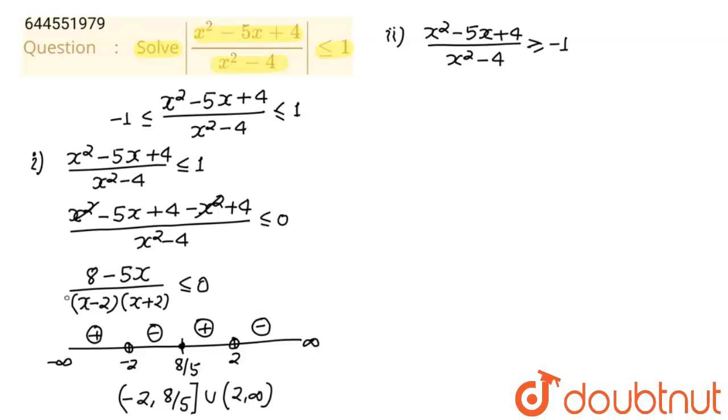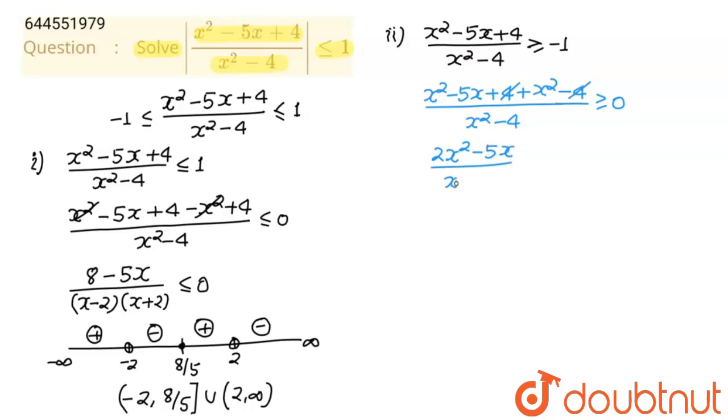Now I'm going to solve the second inequality. Here, I'm going to bring 1 this side and take the LCM, x square minus 4. We'll get x square minus 5x plus 4 plus x square minus 4 greater than or equal to 0. These will get cancelled out and x square plus x square gives 2x square minus 5x upon x square minus 4 greater than or equal to 0. Here I am going to take x common, so this becomes x into 2x minus 5 upon x minus 2 into x plus 2, greater than or equal to 0.